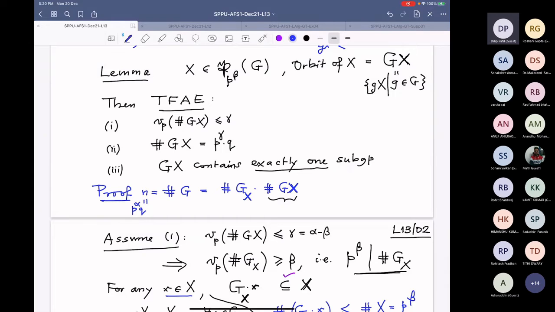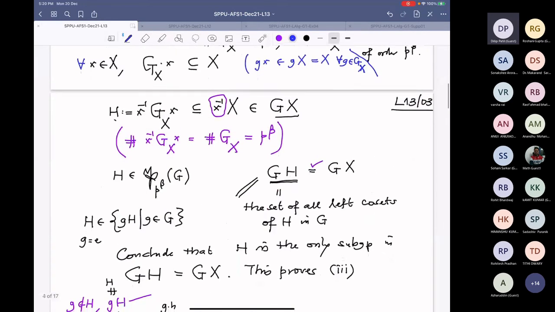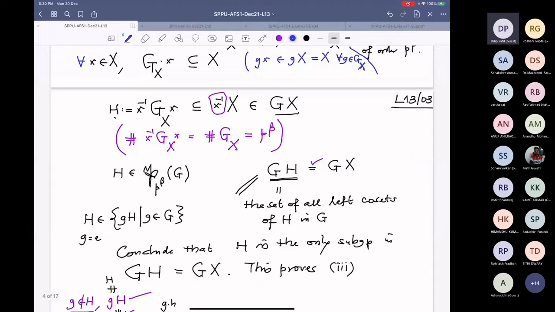So do you agree that we have proved 1, 2, 3 equivalent? Yes, please. Yes, sir. So you agree? Still, if anybody has difficulty, I will be happy to explain. This is a very, very nice application of group actions. And now you see we are already finished. We will finish all the three theorems quickly after this observation.